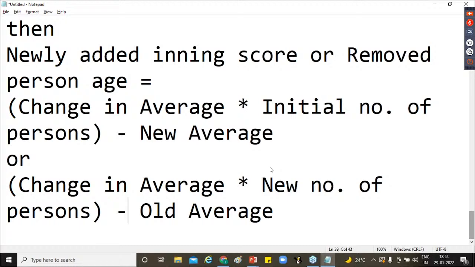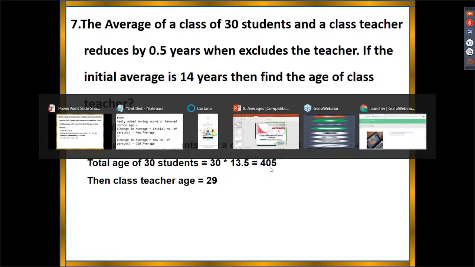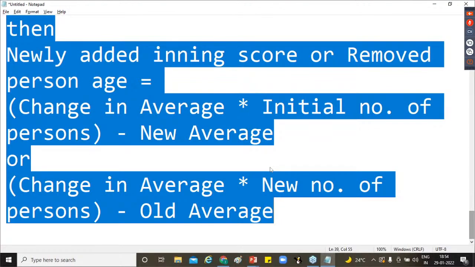Clear? All of you noted down? Okay, write down the next one.